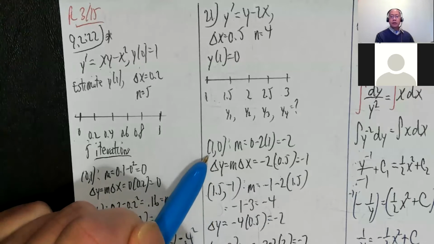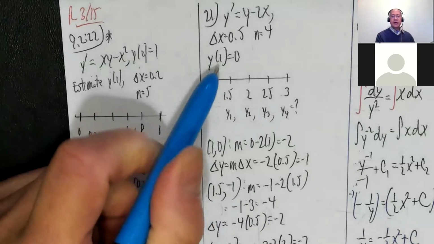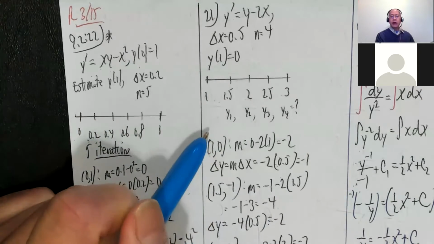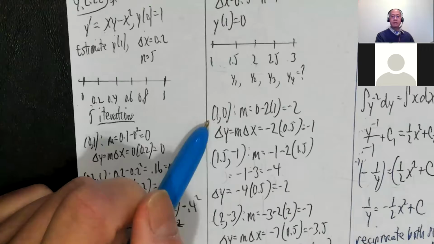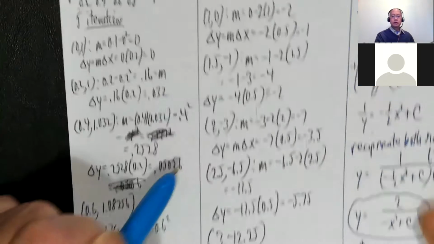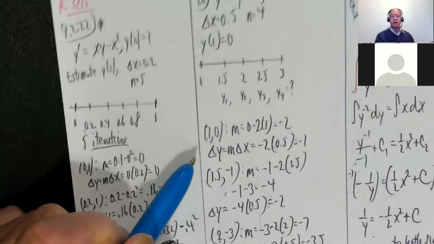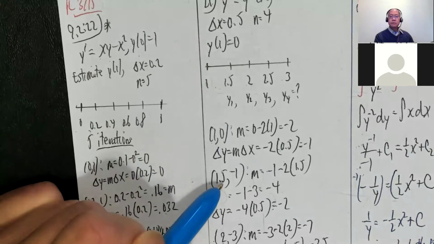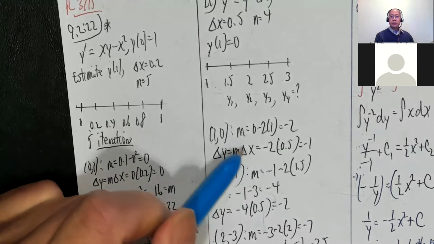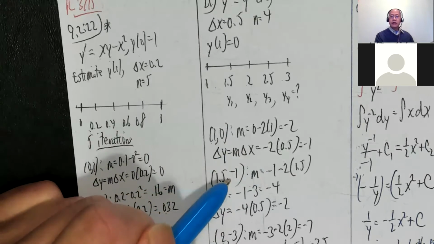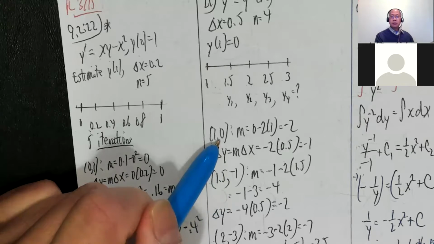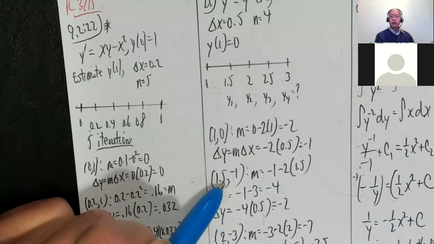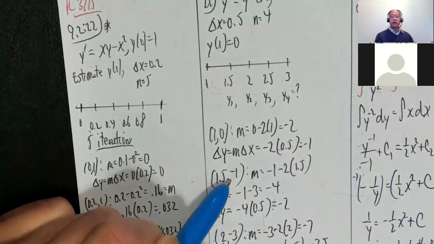How did I get that? The new x is the old x plus delta x. Delta x is 0.5 all the way through. So I already know the x coordinates ahead of time. They're going to be 1.5, 2, 2.5, and 3. That's already guaranteed. The delta y's are the ones that we have to compute. What's my new y? The old y, 0, plus delta y of -1. So I'm at 1.5, -1.